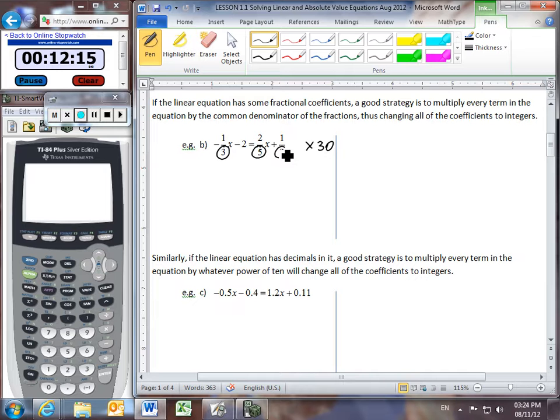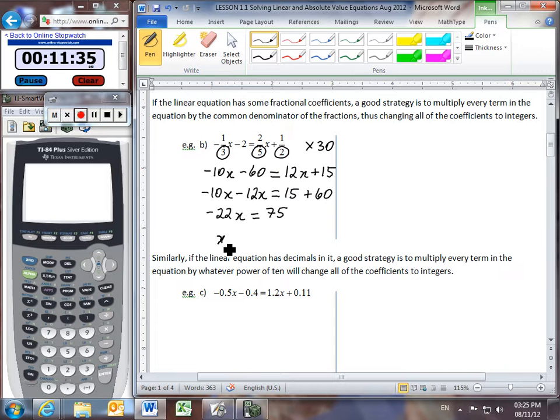Don't forget every term. So -1/3 x times 30 gives me -10x. -2 times 30 is -60. 2/5 times 30 gives me 12. And 1/2 times 30 gives me 15. Let's bring all of the linear terms to one side of the equation. So that means that my 12x moves across and becomes -12x. And all of the constant terms to the other side of the equation. I've got 15 plus 60. So that gives me -22x is equal to 75.